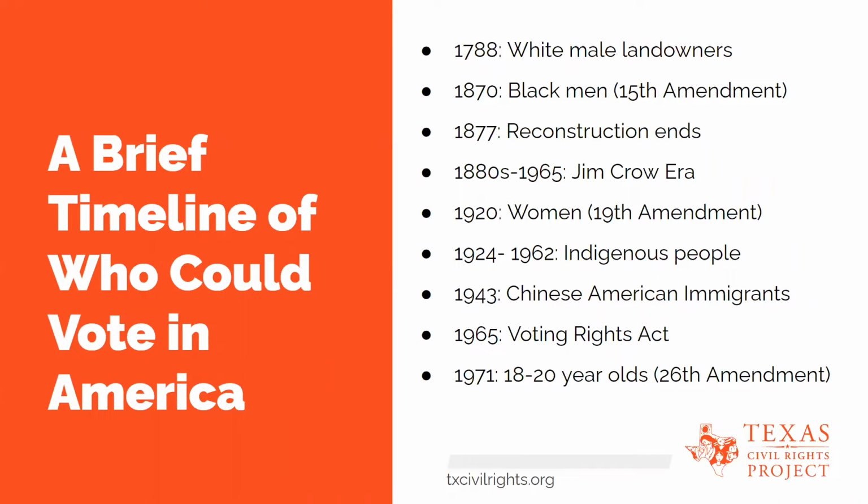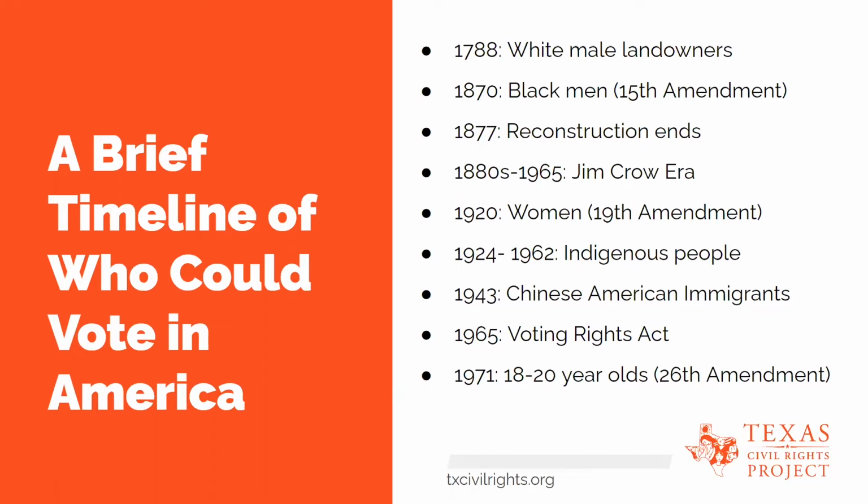In 1920, women won the right to vote with the passage and ratification of the 19th Amendment, although due to the Jim Crow laws that were in effect in large portions of the country, many of those states restricted that to only white women. Between 1924 and 1962, through a series of legislative actions and court cases, indigenous people across the country earned their right to vote as well. In 1943, Chinese American immigrants won the right to vote after Congress repealed the Chinese Exclusion Act.